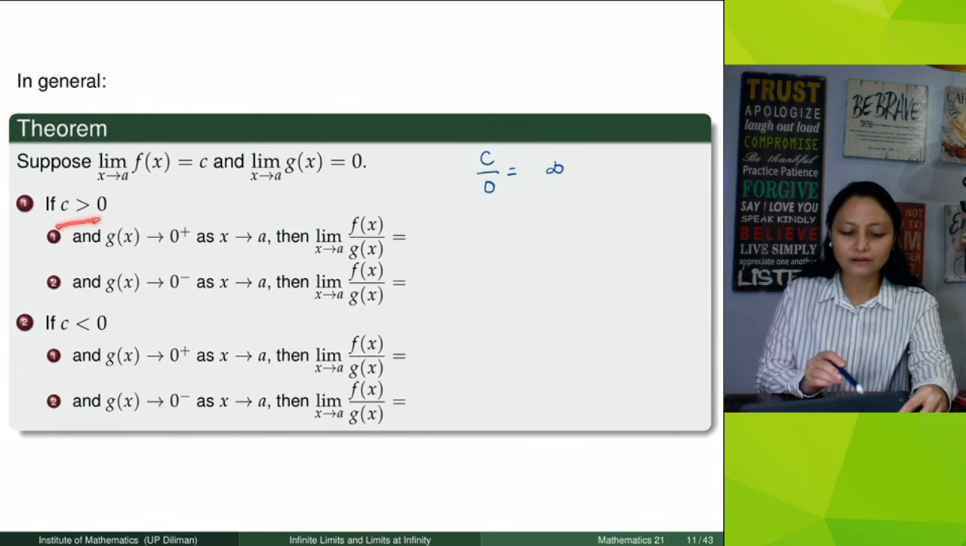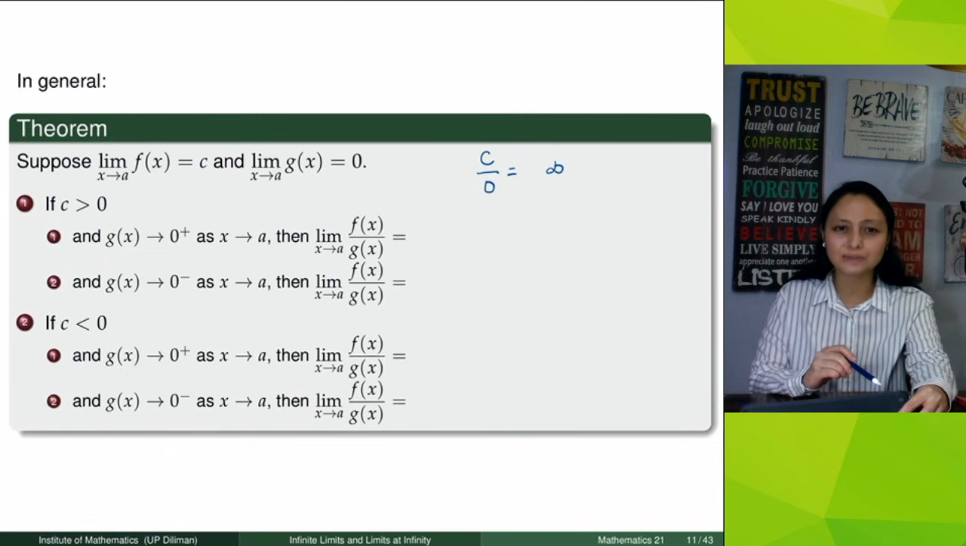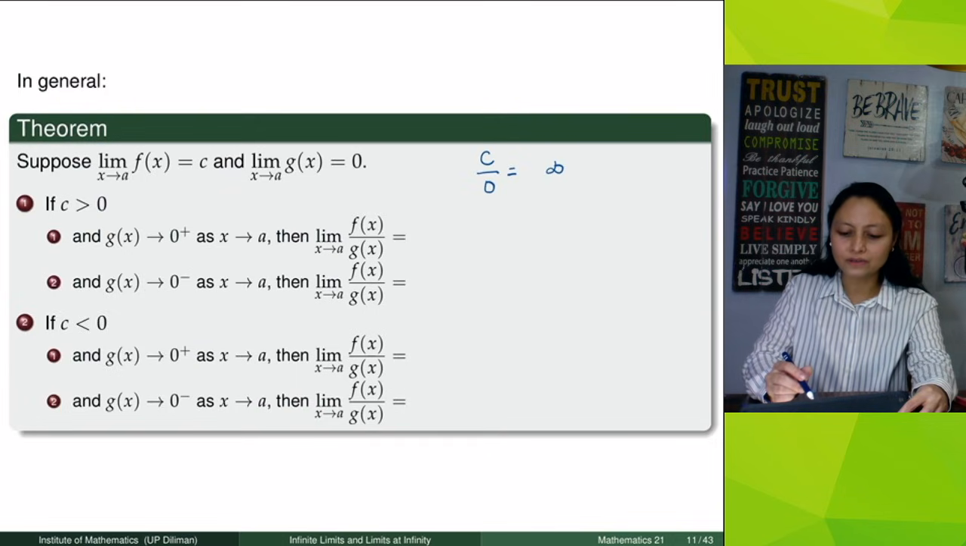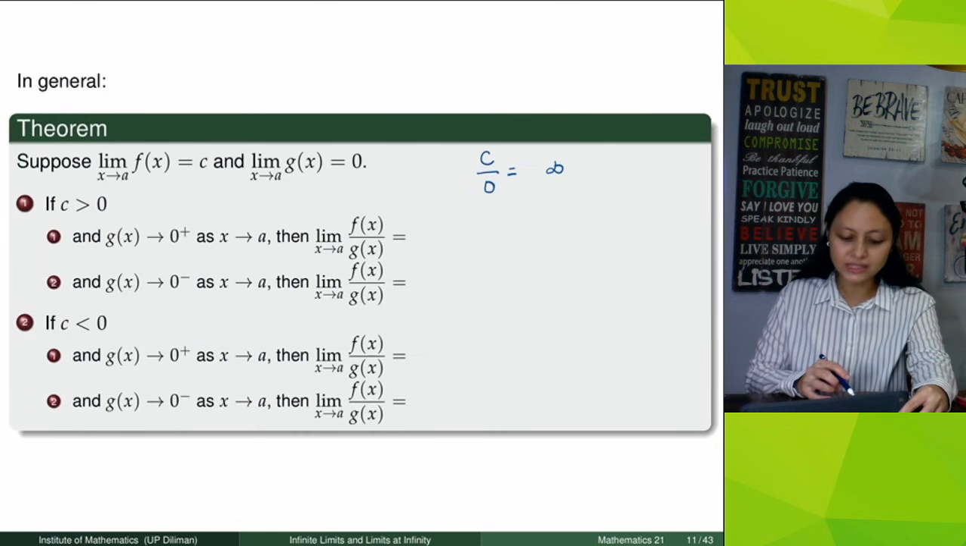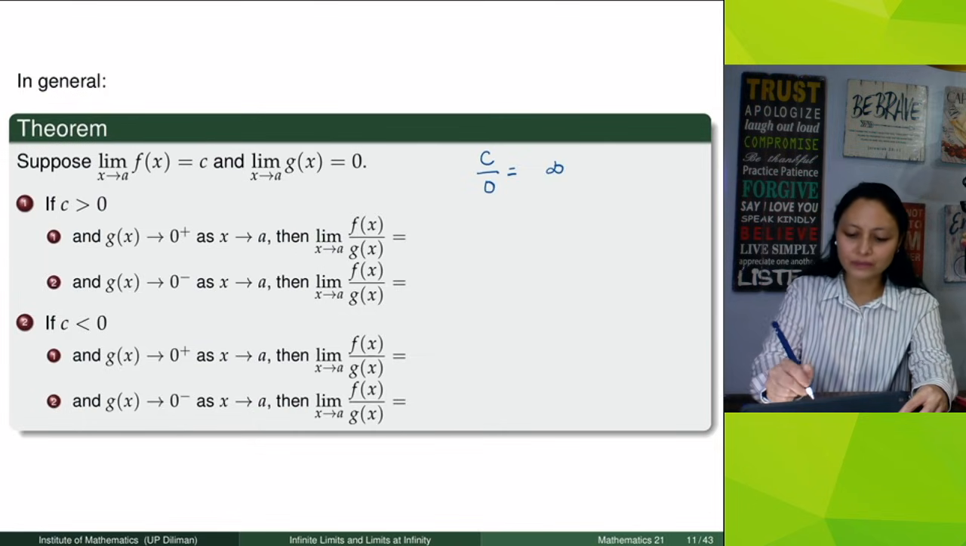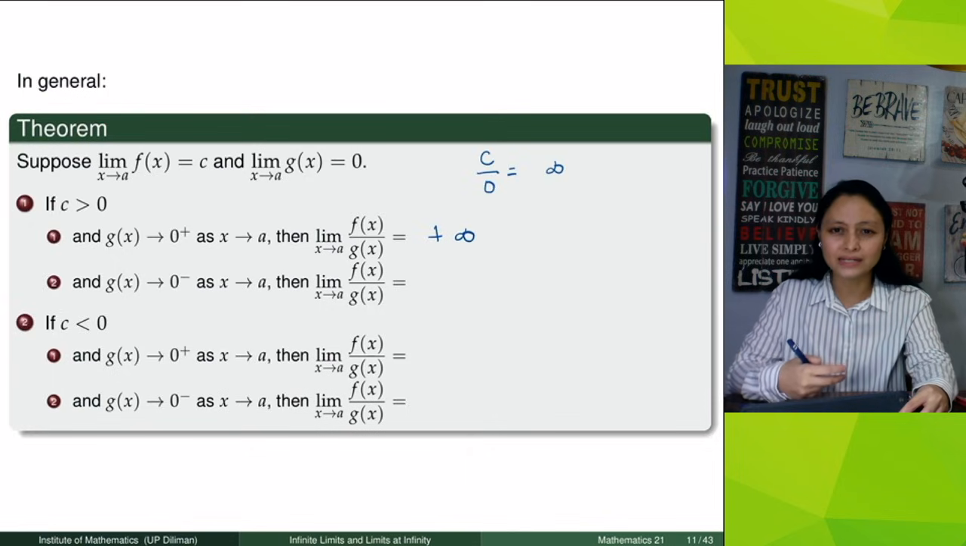So, if the constant is positive and g of x approaches 0 through positive values as x approaches a, so the constant is positive, and you're approaching 0 through positive values, you get a positive value. Or this is equal to positive infinity. So, just remember the rules. You don't have to memorize this. Just remember the rules in dividing signed numbers. But in this case, the answer is just infinity.